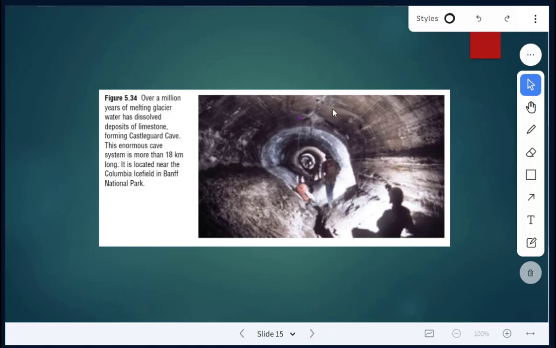Here, over 1 million years, melting glacier water has dissolved deposits of limestone. This is the Castlegar Cave. It's an enormous cave, more than 18 kilometers long, located near the Columbia Ice Field in Banff National Park.